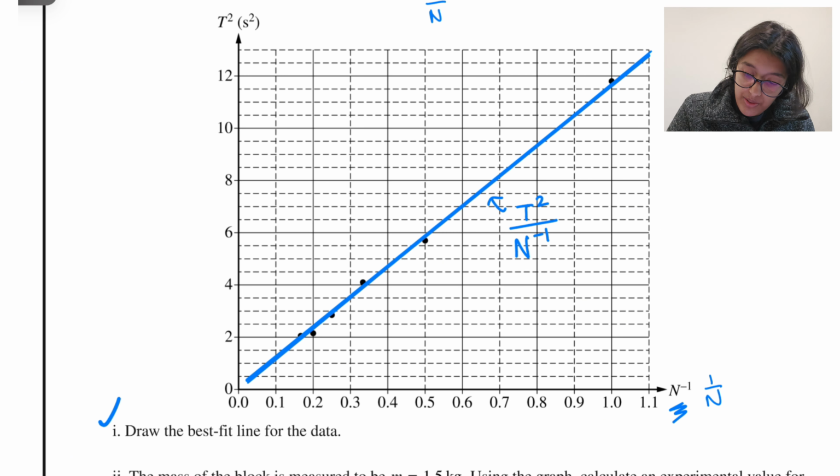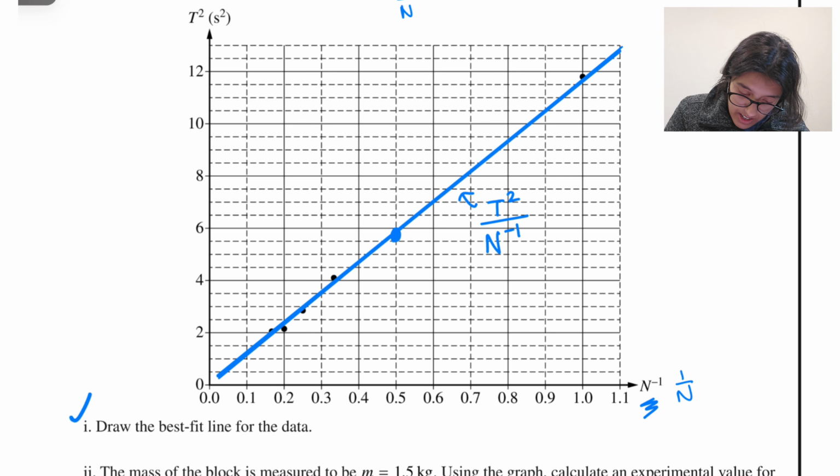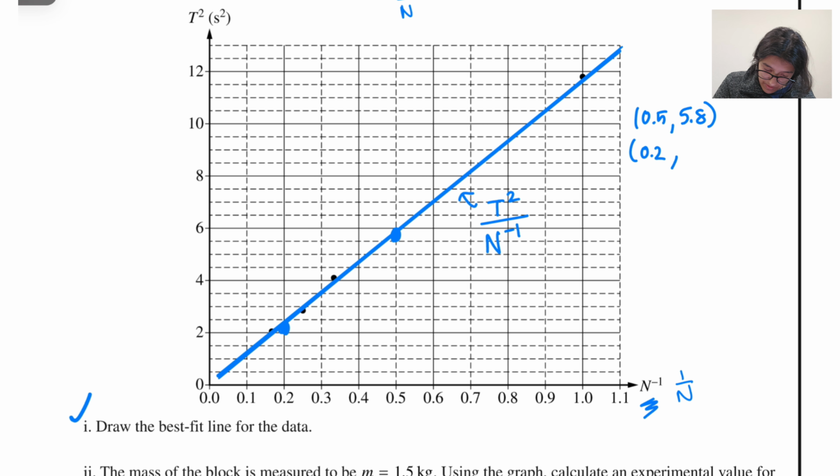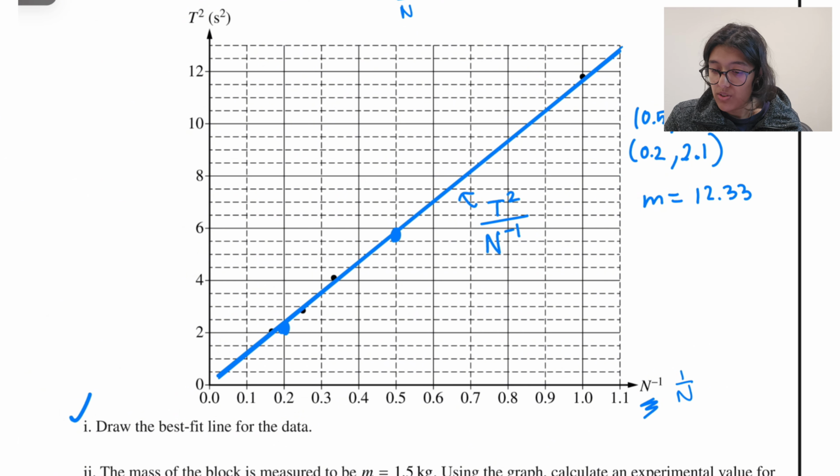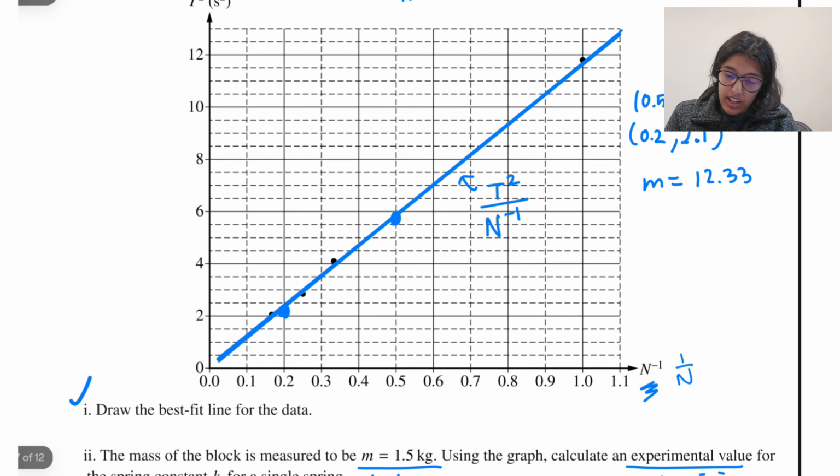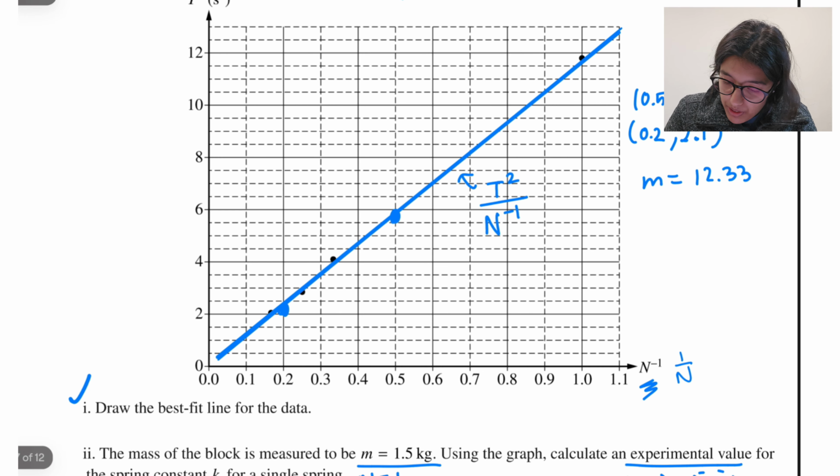I'm just going to take 2 points. I am going to take this point over here and this point over here. All right, so I found the slope as 12.33 with the help of my calculator. And now I know that the slope is 12.33. In other words, t squared over n minus 1 is 12.33.